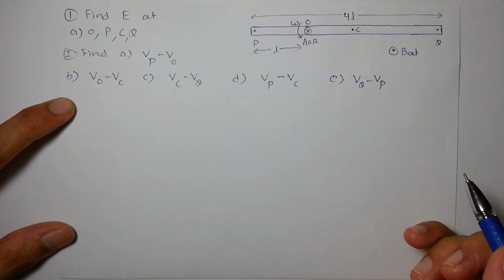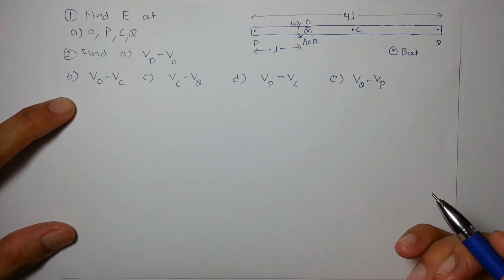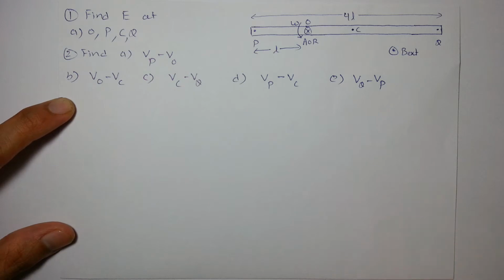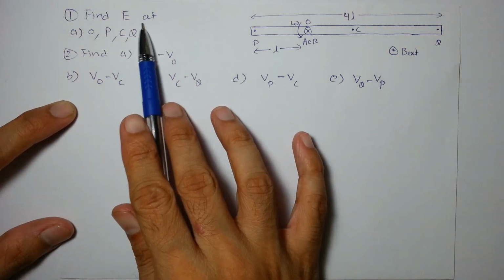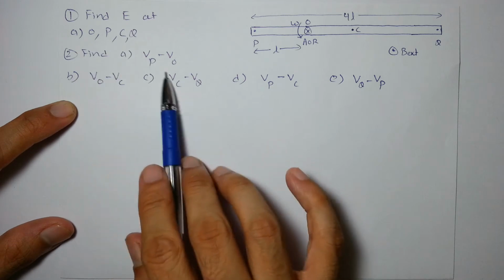Hello friends, in this video we'll be solving a few important questions related to motional EMF, rotational cases. In all these questions, a rigid body will be rotating about some axis with an angular velocity, and we have to find the potential difference between two points on the rigid body. So let's get started. Find the electric field at these points and the potential difference.